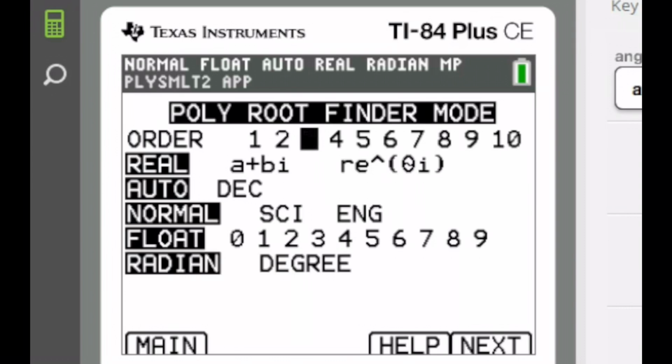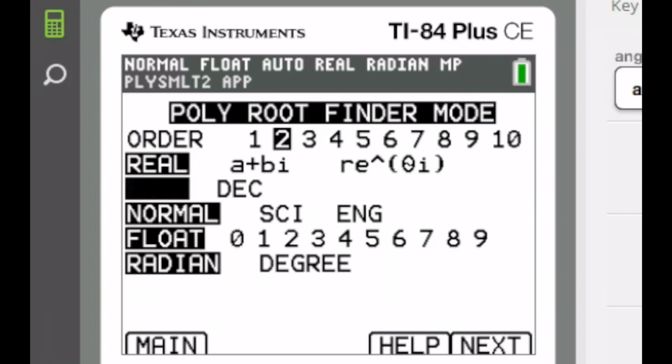Let's say I'm going to solve the quadratic equation x squared minus 8x plus 12 equals 0. For this screen, order means the highest power of x. We will choose 2. And the second row means whether you would like to display the answers in terms of real numbers or complex numbers. The default will usually be real numbers.